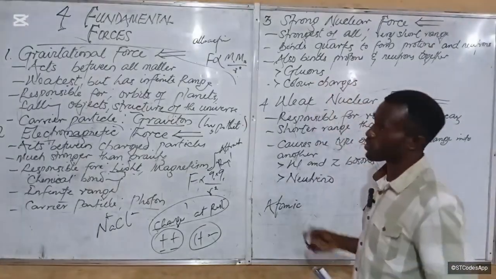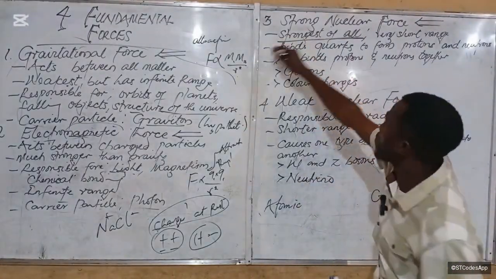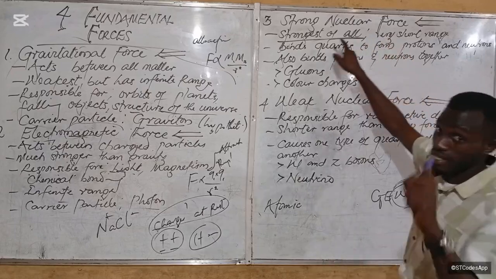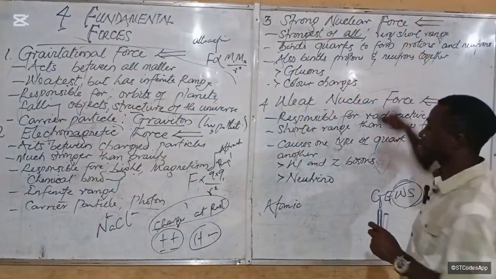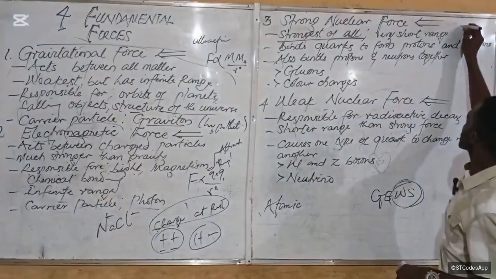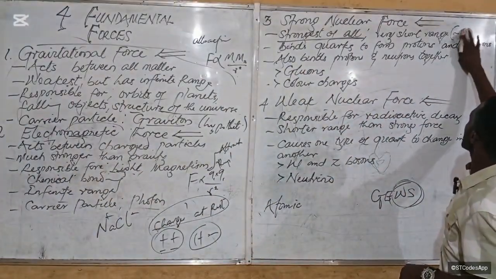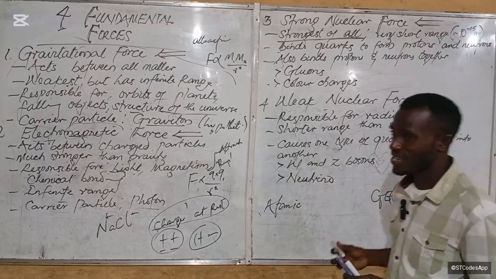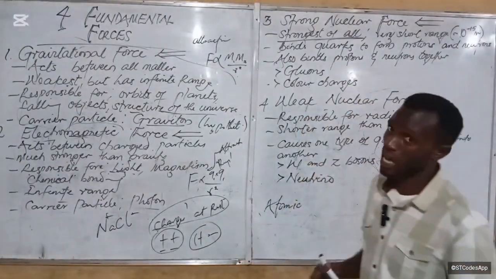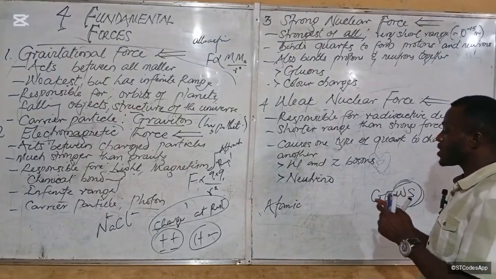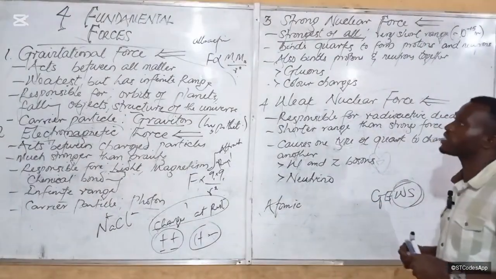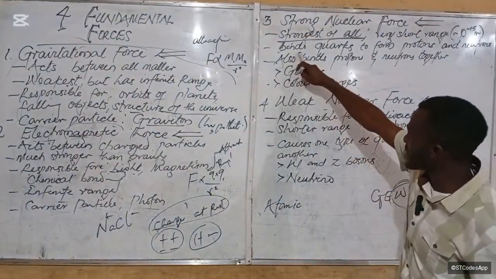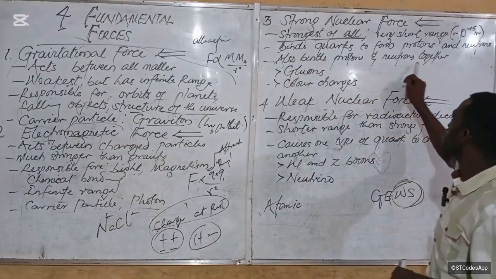So the strong nuclear force is actually the strongest of all the four fundamental forces, but the problem is that it has a very short range. In fact, it acts at approximately 10 raised to power minus 15 meters. That is the range over which the strong nuclear force acts. So that is why it acts only in the nucleus of the atom, and it is what binds the protons and neutrons together.